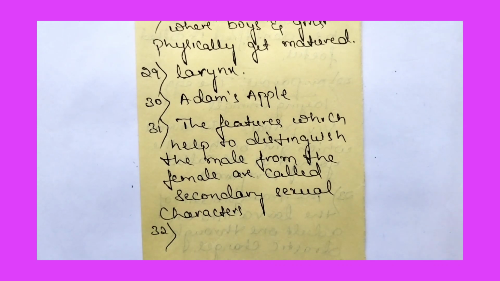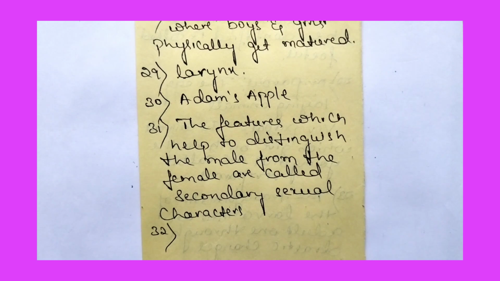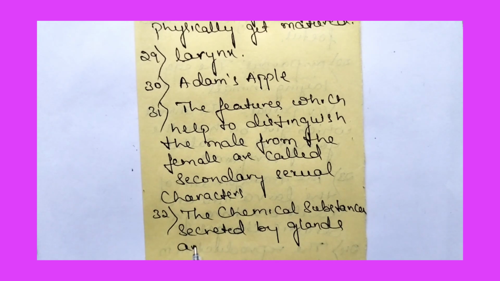Now let us move to the 32nd question. What are hormones? Now let us answer what are hormones. Hormones are the chemical substances secreted by glands are called hormones.